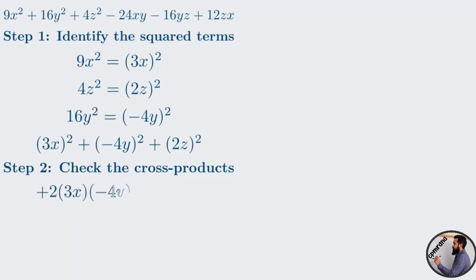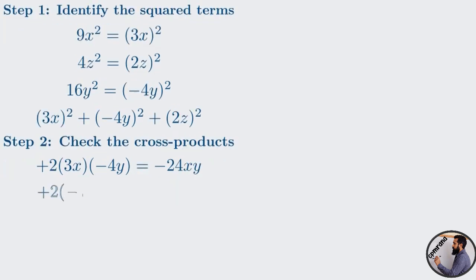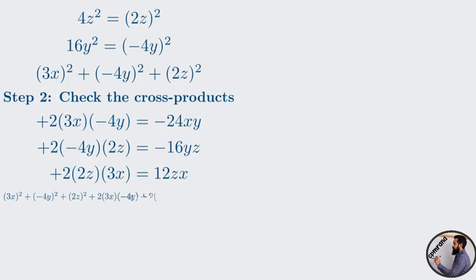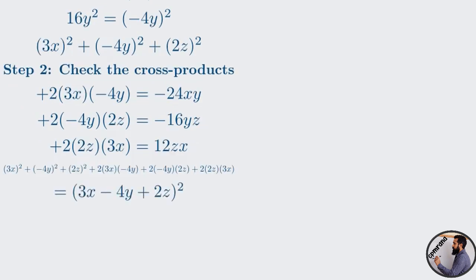2 times 3x times negative 4y gives us negative 24xy. 2 times negative 4y times 2z gives us negative 16yz. And finally, 2 times 2z times 3x gives us positive 12zx. It matches perfectly. This means we can collapse the entire expression into a single squared term. The expression simplifies to 3x minus 4y plus 2z, all squared. This is much easier to work with.